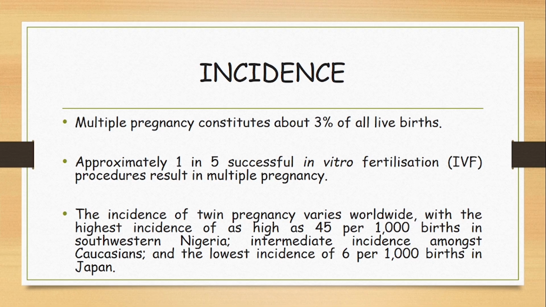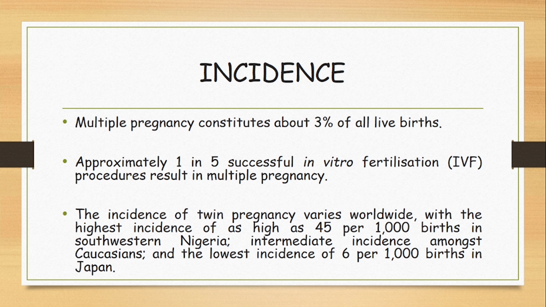What is the incidence of multiple pregnancy? Multiple pregnancy constitutes about 3% of all births. And approximately 1 in every 5 successful IVF procedures results in multiple pregnancy. Approximately 20% of successful in vitro fertilization procedures result in multiple pregnancy.